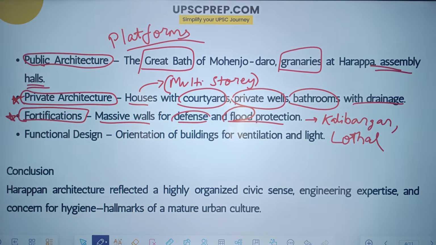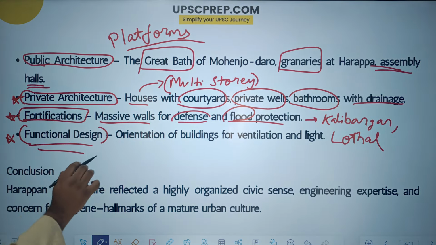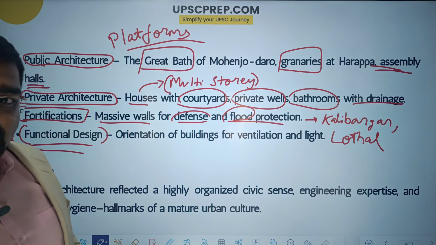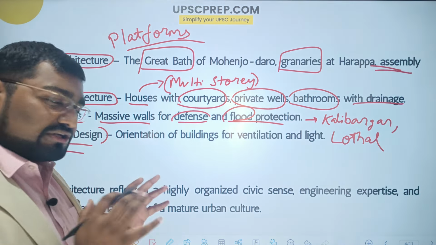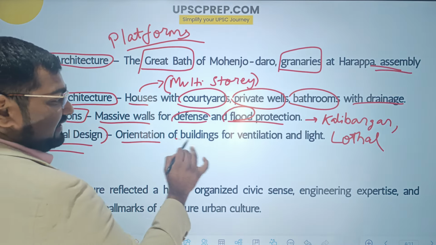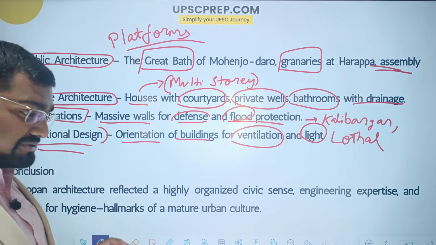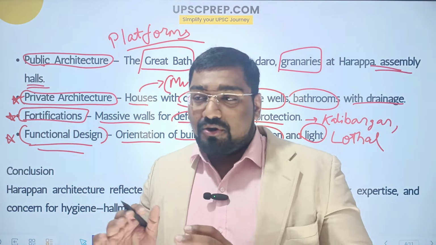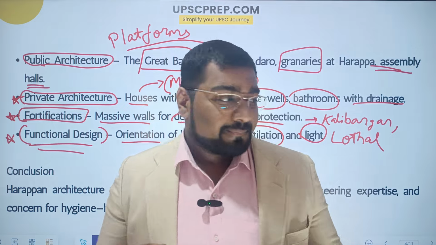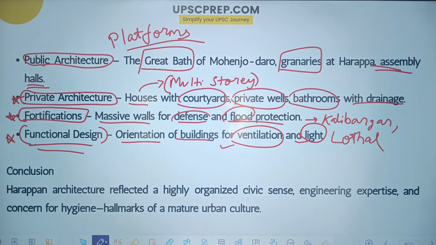Okay. Then functional design. The design was such that it was having some utility, some purpose, some function, like orientation of buildings for ventilation and light. You will get to see that windows were placed in a particular direction on a particular wall. Why? So that light and ventilation should be proper. So all these things are there, right?